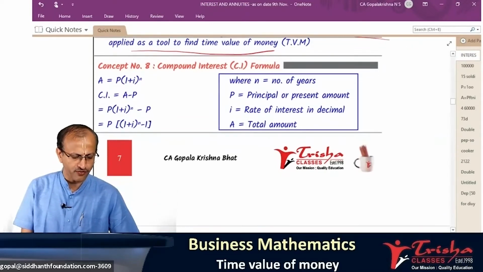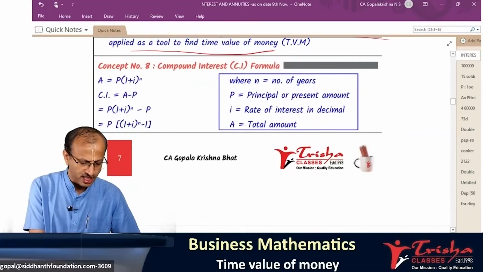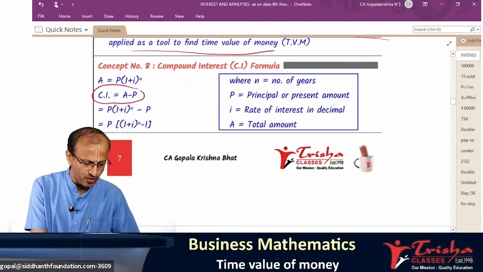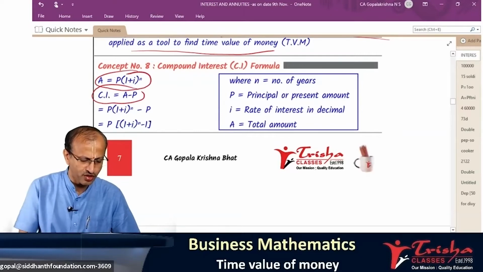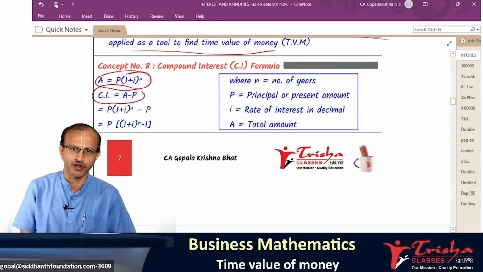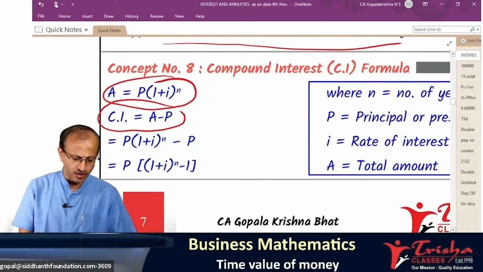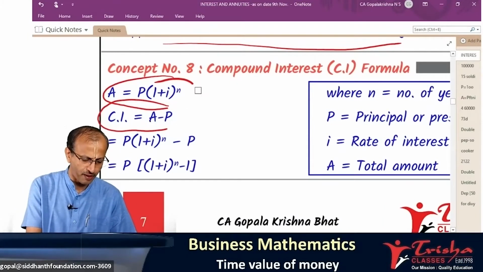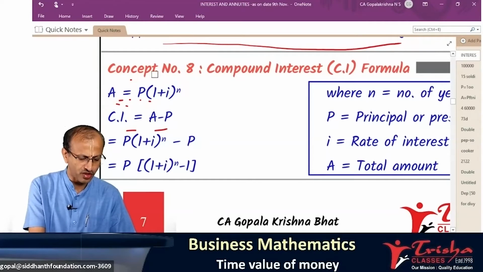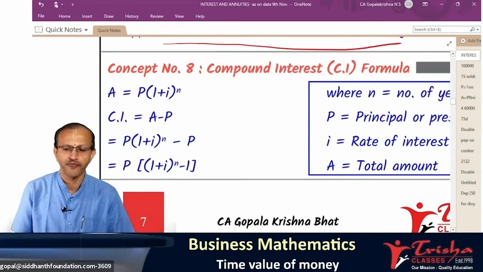Then the compound interest formula, please make a note. CI is equal to, and A is equal to P into (1 plus i) to the power n. All of you write that formula again in your notebook. Amount is equal to P into (1 plus i) to the power n. Is that clear to all of you? A is equal to P into (1 plus i) to the power n.